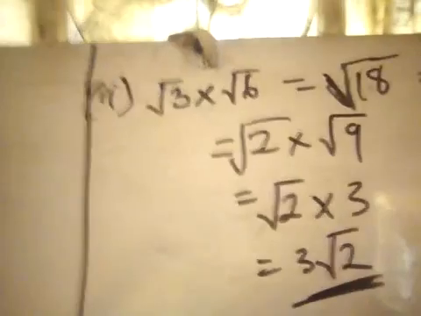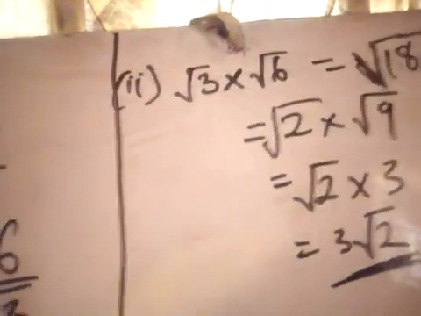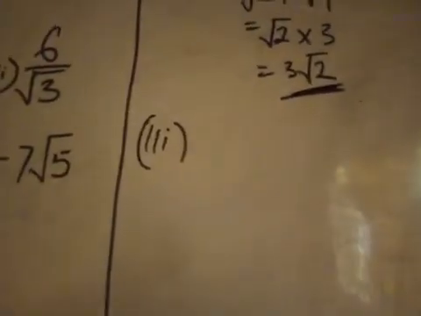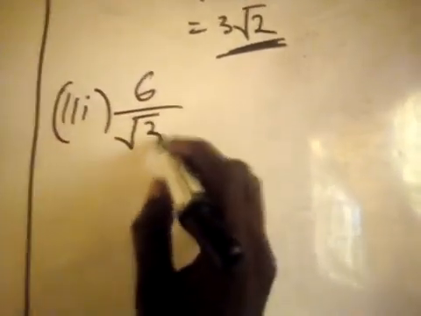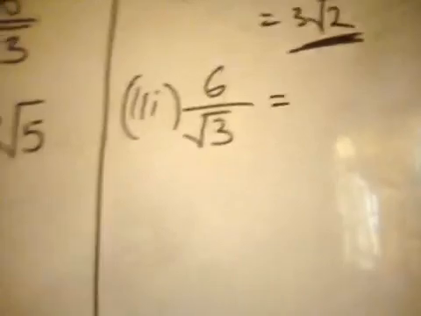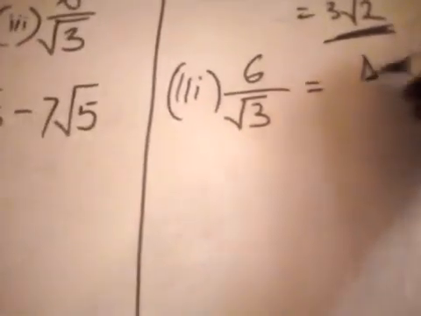So that's why we have that. So let's go to question 3. So question 3 is saying 6 over root 3. This is the division, right? Now this is division, right?